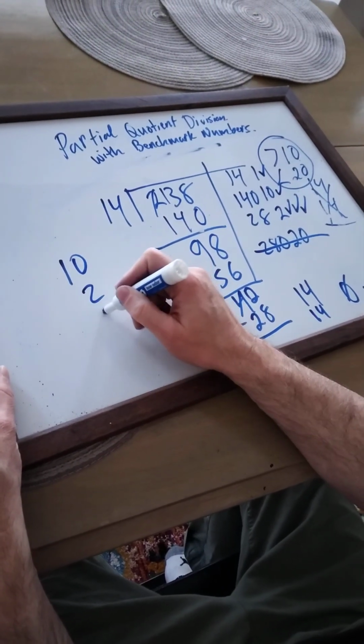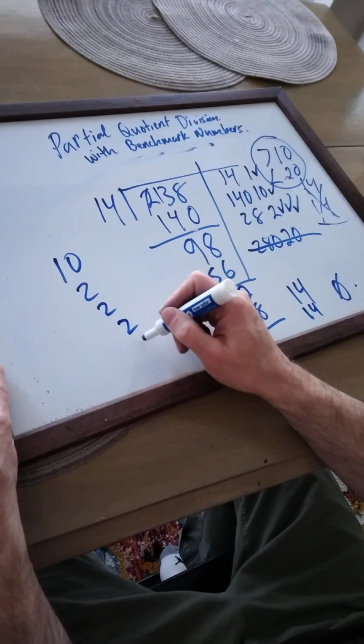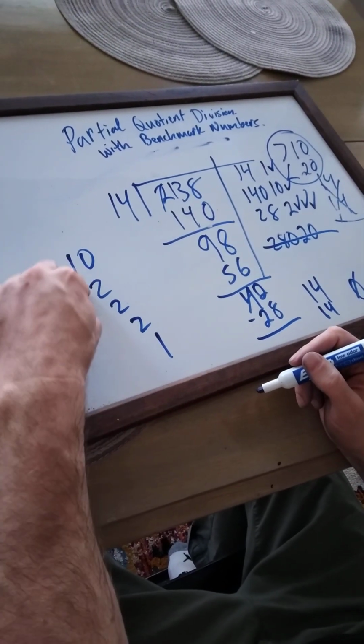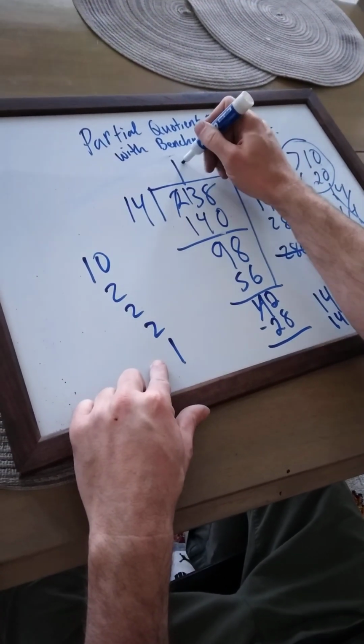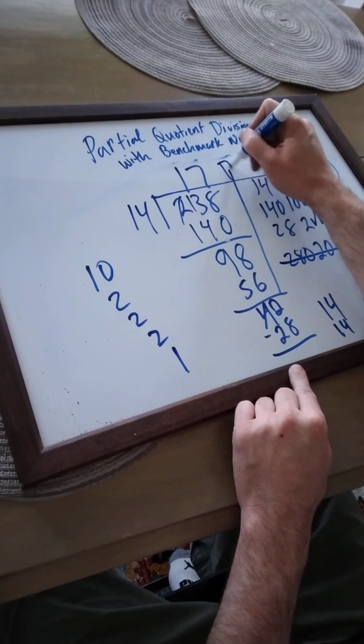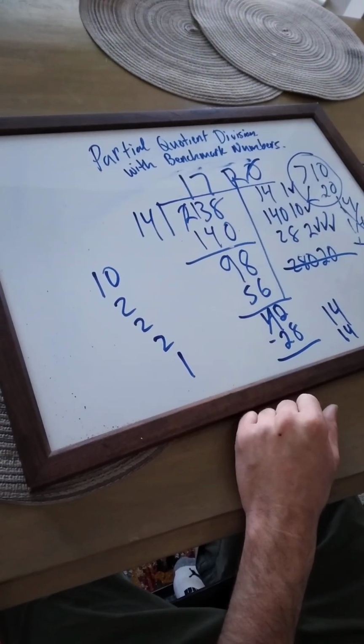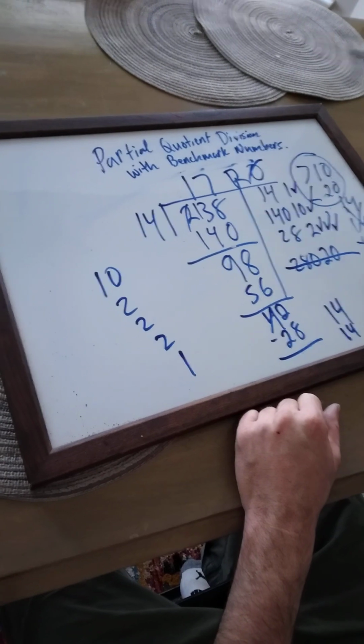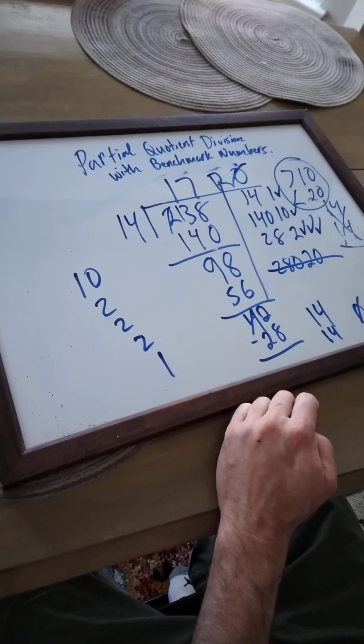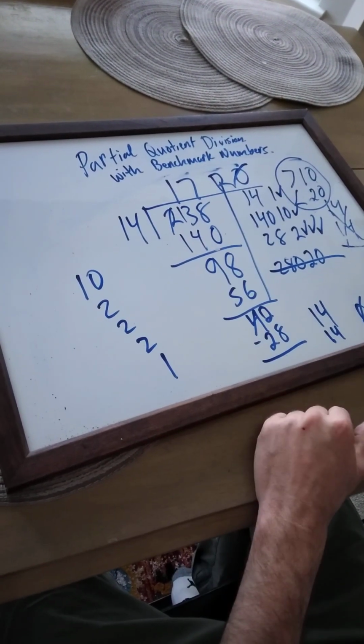So I picked a 10, a 2, a 2, a 2, and a 1. I should have 10, 12, 14, 16, 17, and I had no remainder. I hope that was helpful. I hope this kind of gives you a concept of what partial quotient division is with benchmark numbers.